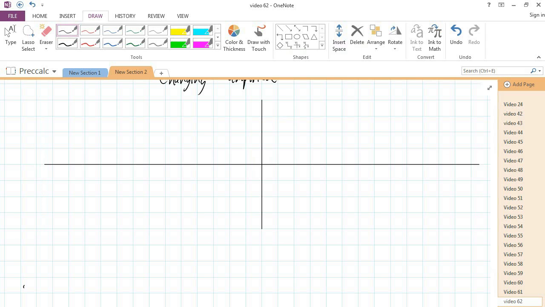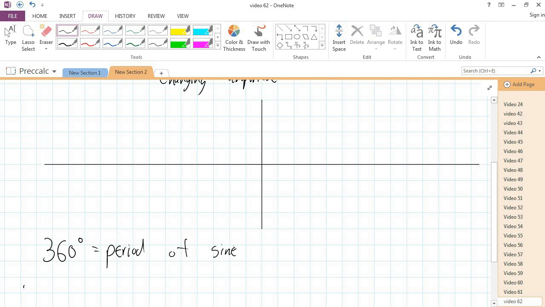The first thing that I'm going to do is I have a coordinate plane here. X-axis are the angles from the unit circle. Y-axis is the sine of that angle. If you recall, the period of sine is 360 degrees. It takes 360 degrees for sine to cycle.